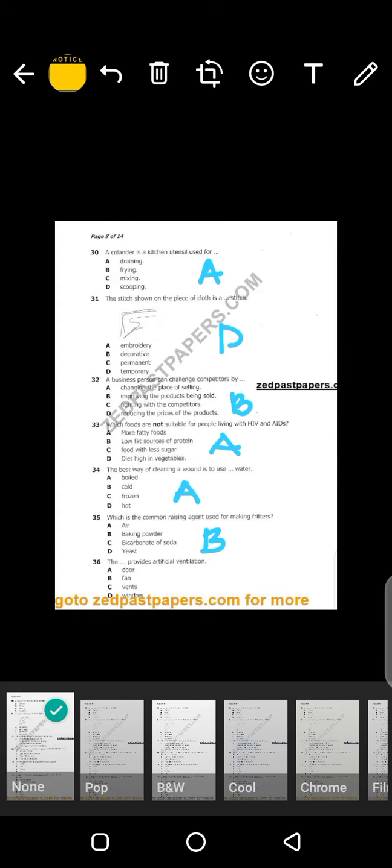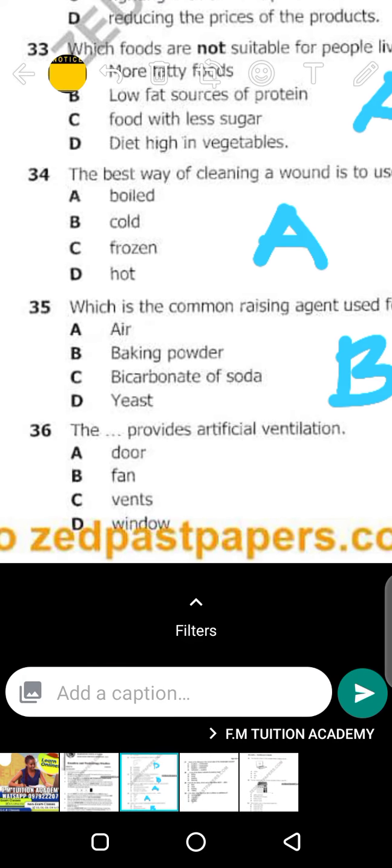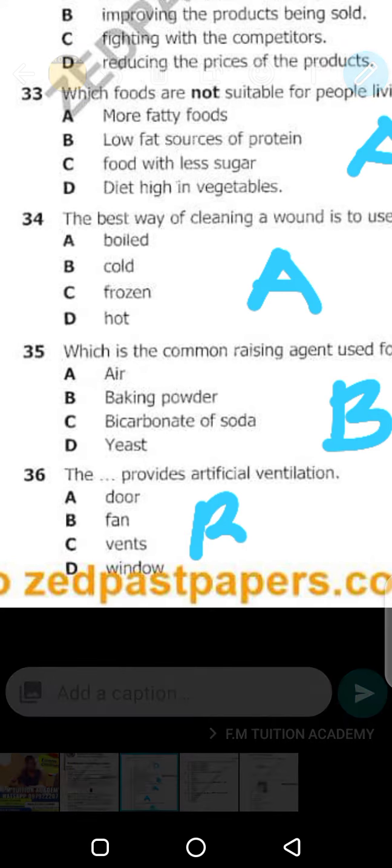The dash provides artificial ventilation. The door, the fan, the vents. A, it says door. B, fan. C, vent. D, window. So the answer here is what? Artificial ventilation. The answer for 36 is actually what? If you look at 36, you see it, number 36. The answer for number 36 is actually B.